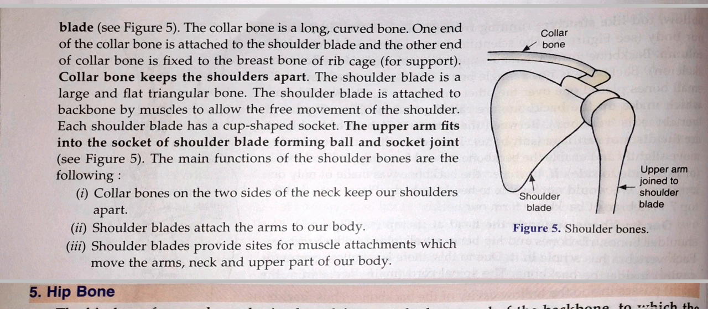The main functions of the shoulder bones are as follows. Collar bones on the two sides of the neck keep the shoulders apart. Second function, shoulder blades attach the arms to the body. Our arms are attached to the shoulder blades. Shoulder blades provide sites for the muscle attachment, which move the arms, neck and the upper part of our body.